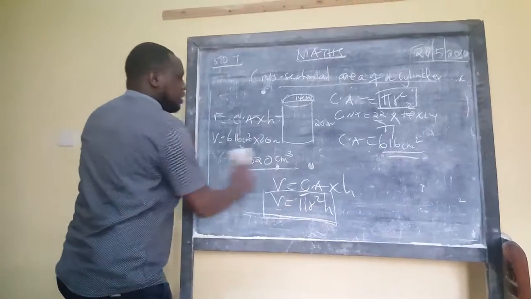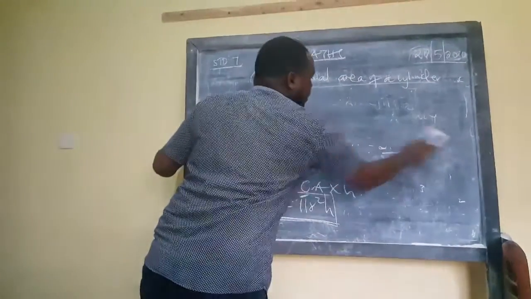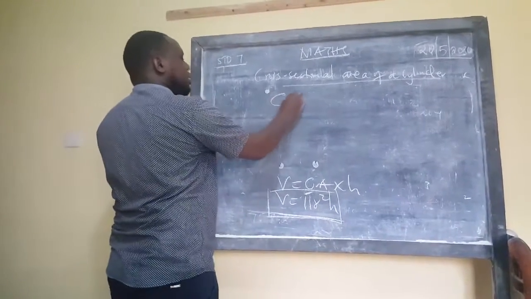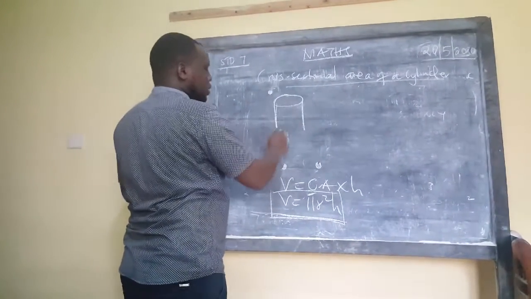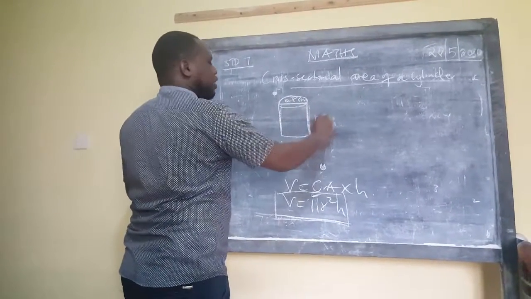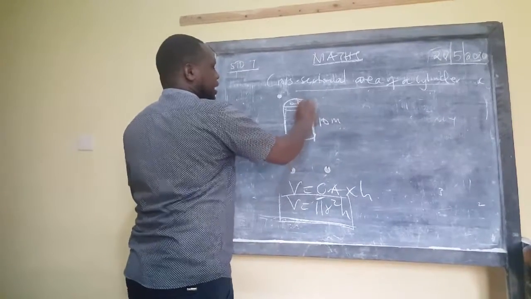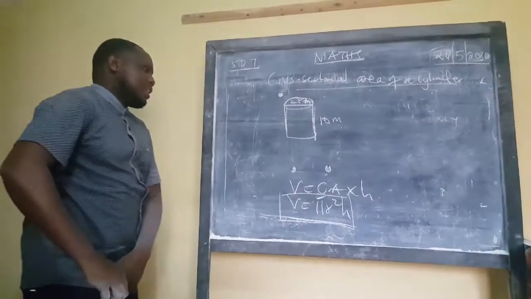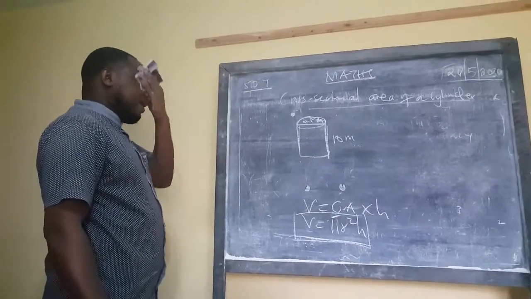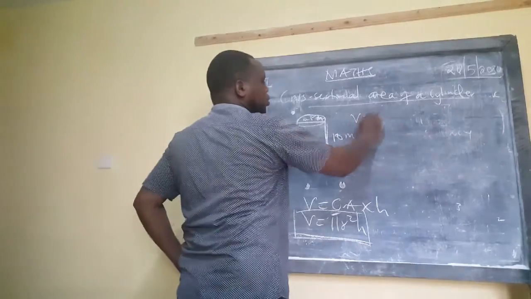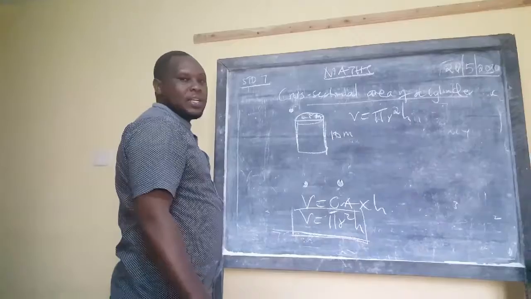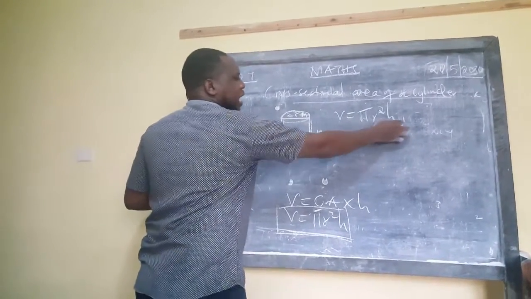So we are going to use this to calculate a question here. You are given a cylinder, that is our cylinder, whose diameter is 28 centimeters and has a height of 10 meters. And then you are asked, calculate the volume of this cylinder. So you come and say, volume is equal to pi r squared h. As simple as that. The cross-sectional area times height.